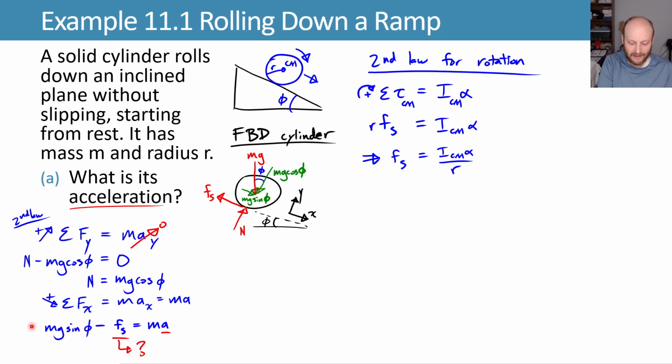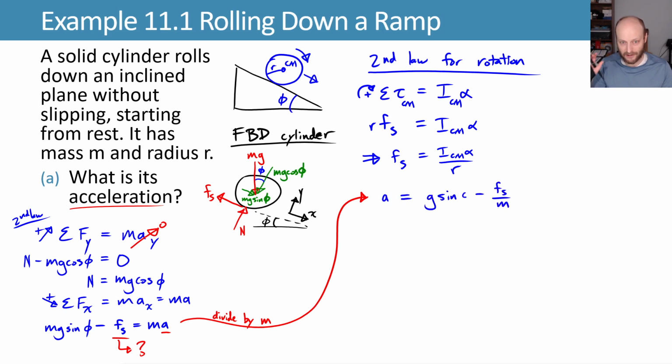Now we can go back here and say this is great. We can substitute in, well, we'll divide by m so that we get acceleration, which is what we want. And then we can substitute in now our Fs value. Substituting that in, we get an expression that looks like this: a equals g sine phi minus 1 over m times I alpha over r. And we're almost there.